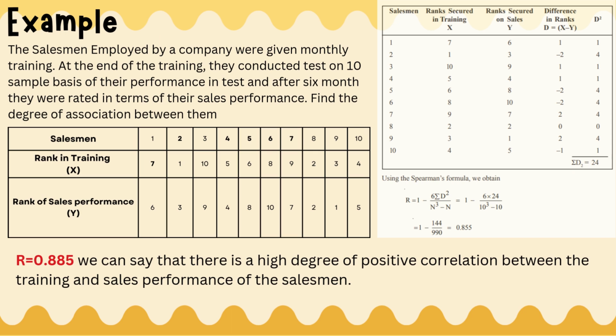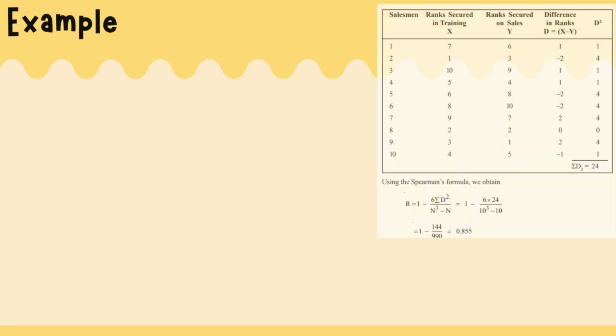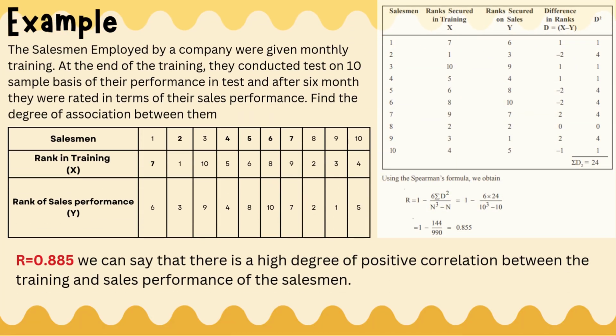So let us take these values: salesmen in column number 1, rank scored in the training, which is x, already given, and rank secured in sales, y, which is also given. We are going to calculate the difference between these two ranks. So capital D is nothing but x minus y. The first value is 1, the second is minus 2, and so on. The last value is minus 1. And we are going to calculate the summation d square, which is 24.